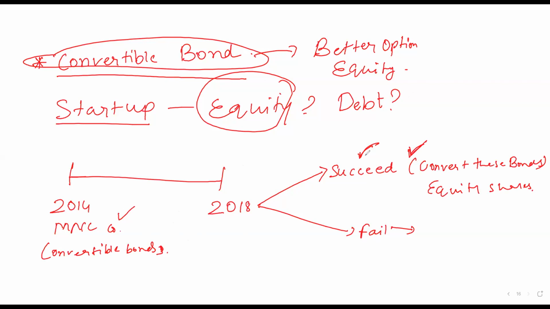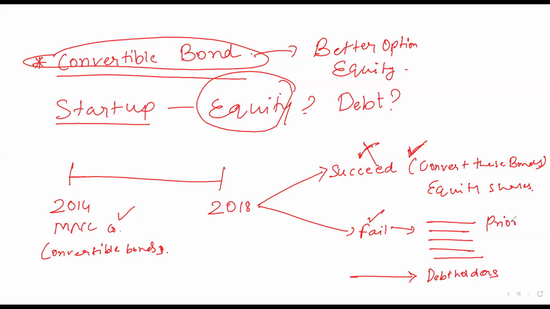On the other hand, if the startup fails, the startup will sell its assets, and when it sells its assets, the first ones they pay are the debt holders. So you won't convert the bond to equity shares; you will be the debt holder for the company and get priority in claims. So don't you think this is a win-win deal for you?